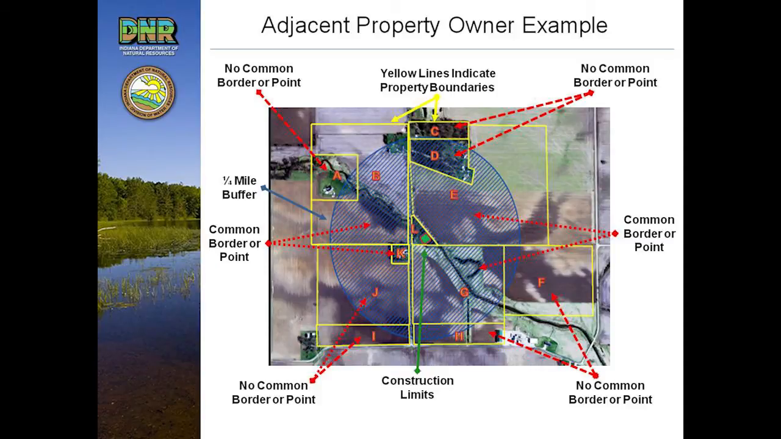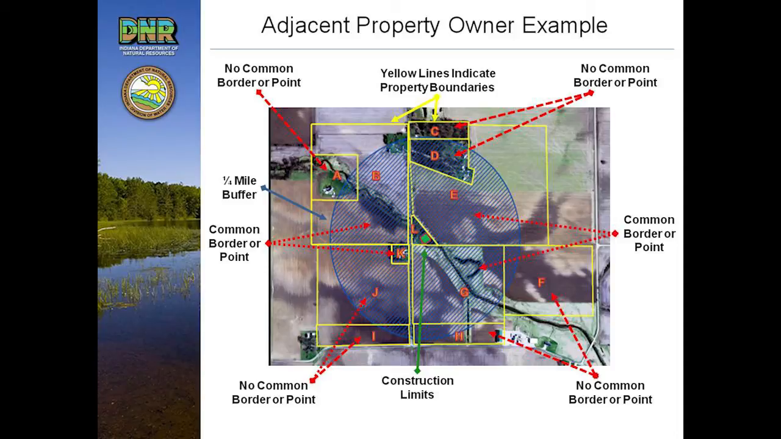This example shows that the proposed project is on a small tract of land, noted here as parcel L. The yellow lines indicate property boundaries. A blue hatched circle was drawn around the construction limits to show the quarter-mile limits. We are only including those adjacent property owners with a common point or border and are within the 1/4 mile buffer.